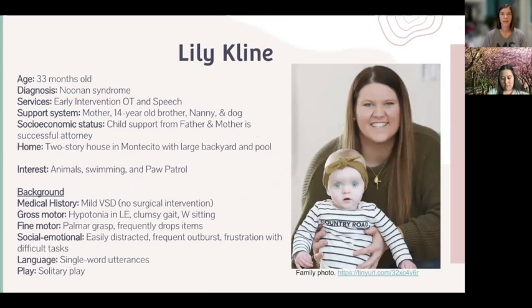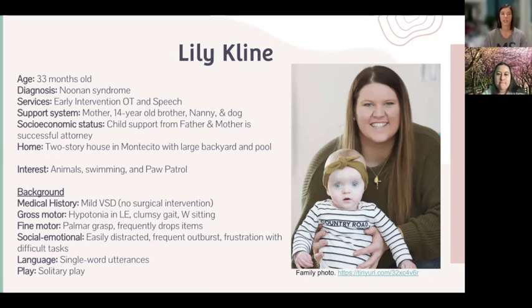So this is our case study. This is Lily. She's 33 months old and she was diagnosed with Noonan syndrome at birth. She's currently receiving early intervention occupational therapy and also speech therapy. Her support system includes her mother, her 14-year-old brother, her nanny, and she has a dog. In regards to her socioeconomic status, she receives child support from her father, and her mother is a very successful attorney, putting them into the mid to high range for SES. And then they live in a 2-story house in Montecito with a large backyard and pool, which is super great for her exploration and play. She loves animals and swimming and Paw Patrol.